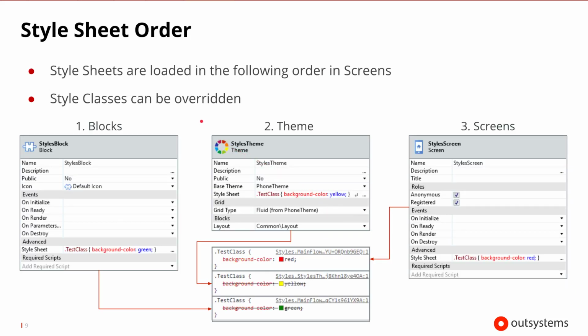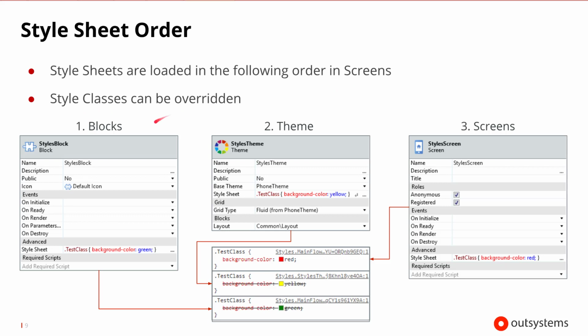Now, the style sheets have a particular order. As we edit them and as these things change, they're going to be loaded in the following order for the screens that we create. That means that if any of these style sheets share style classes, they will be overridden.